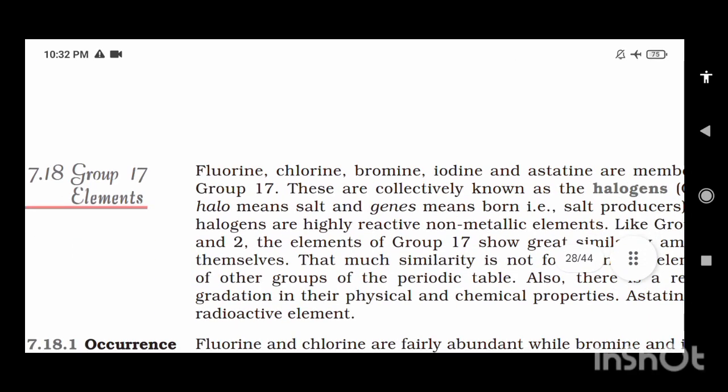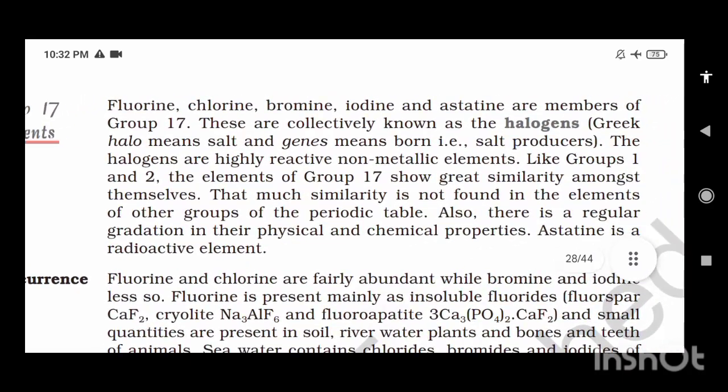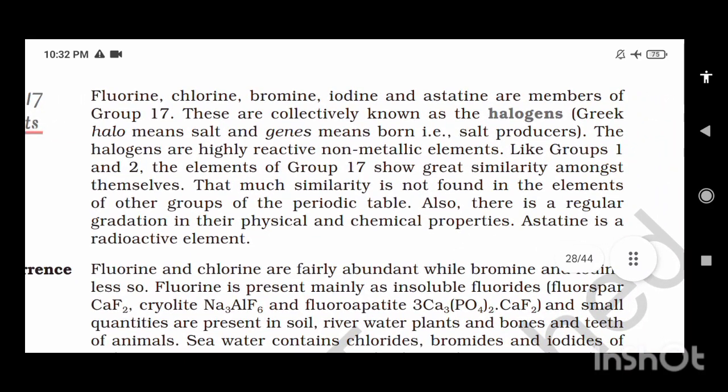Next is the group 17 elements. Fluorine, chlorine, bromine, iodine, and astatine are the members of group 17. These are collectively known as the halogens. Halo means salt and gens means born. The halogens are highly reactive non-metallic elements, like group 1 and group 2.